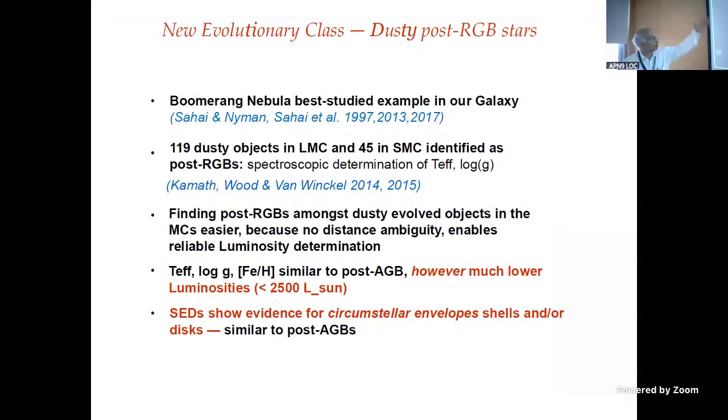So from this spectroscopic study, Kamath et al. were able to determine the effective temperature, the log g, the metallicity, but the most important thing, they found luminosities were lower than what you'd expect for an AGB object, less than about 2,500 solar luminosities. And the spectral energy distribution of these objects shows evidence for circumstellar envelopes, shells, and disks, which are similar to what you see in post-AGB objects.